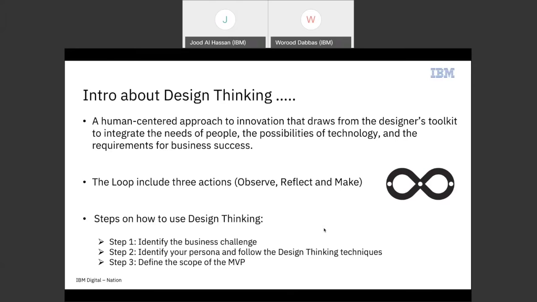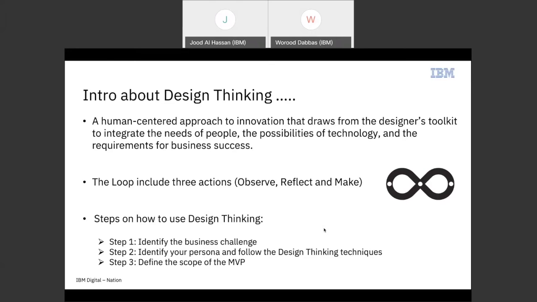In the reflect, we have to reflect on the challenge. We have to come up with a strategy, we have to come up with a plan, we have to put a goal for our challenge-solving. And in the make, we start making our solution or product that the users will need or want.